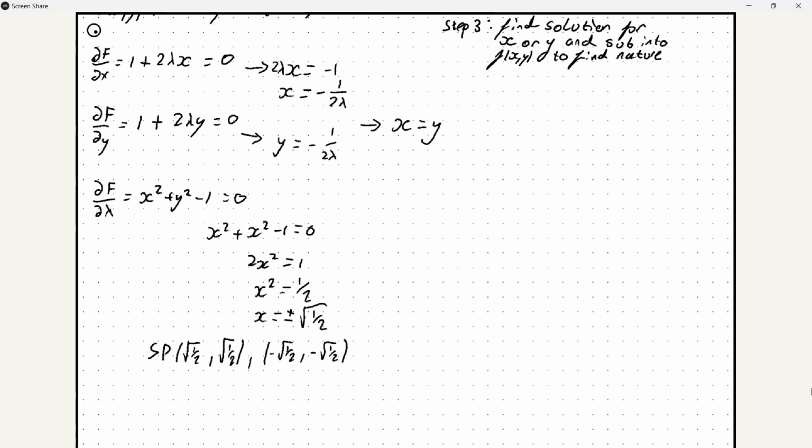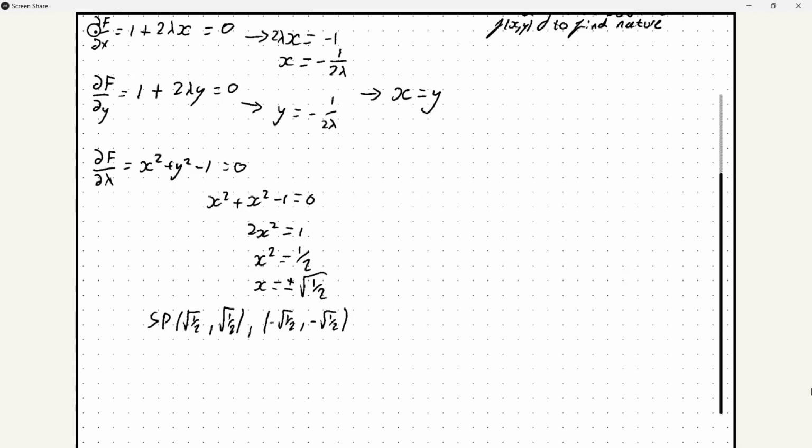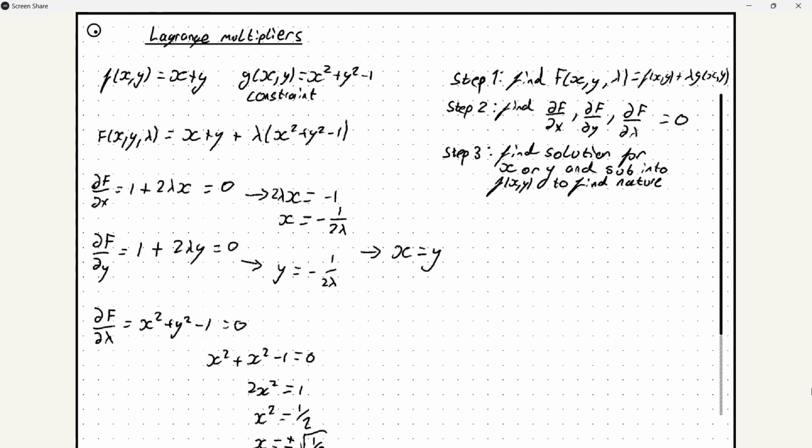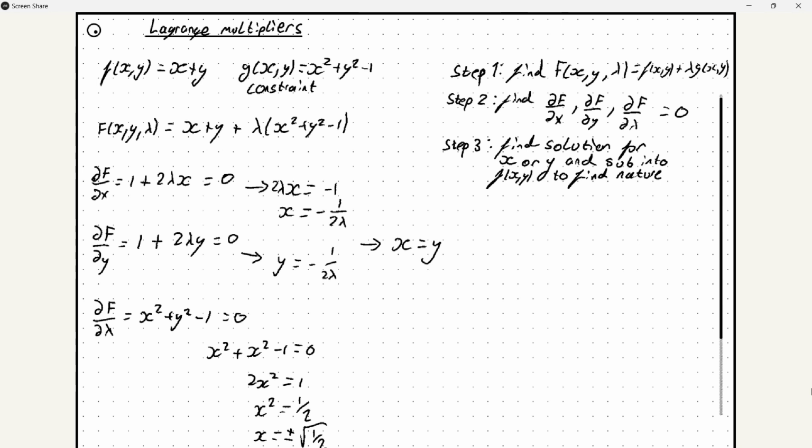So it's easier to see. Now remember the third step. Actually, I'll bring this up here. The third step is sub it back into the original equation. So f of root half is root half plus root half, which equals root 2.